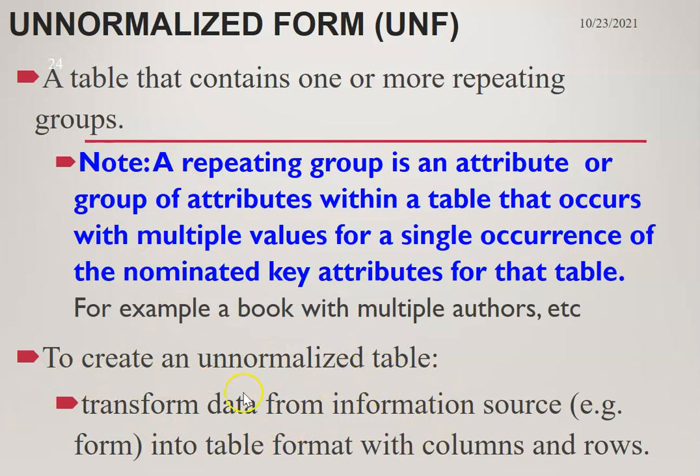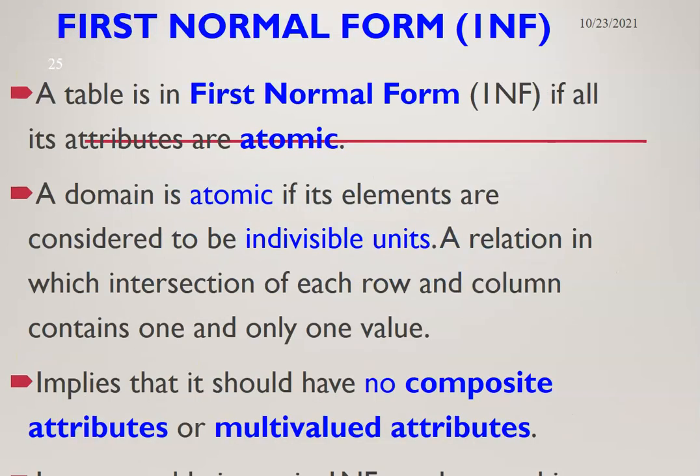So the other way you can have an unnormalized table is by creating a table from a form. For example, you can have a patient form, a doctor form, an online reservation form. The forms that we usually fill in, it can be a biodata form. So if you have that form, you can create a table with rows and columns out of that form. So the data that you have at that particular moment in time is unnormalized data.